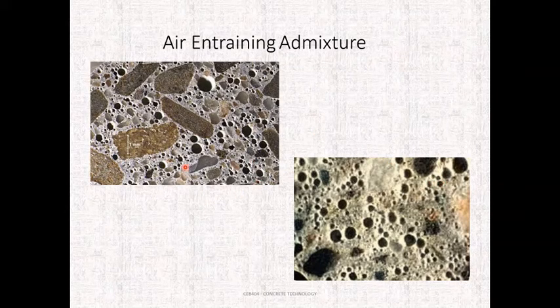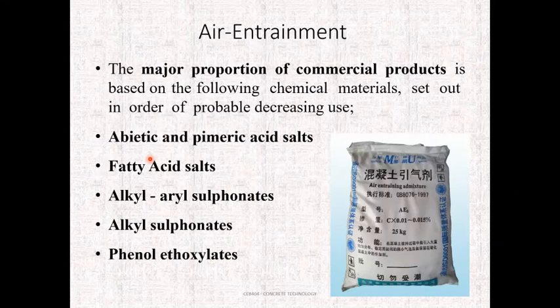This is the microstructure of the concrete containing air bubbles. The major proportion of the commercial products includes abietic and pimaric acid salts, fatty acid salts, alkyl sulfonate, and phenyl ethoxylates.